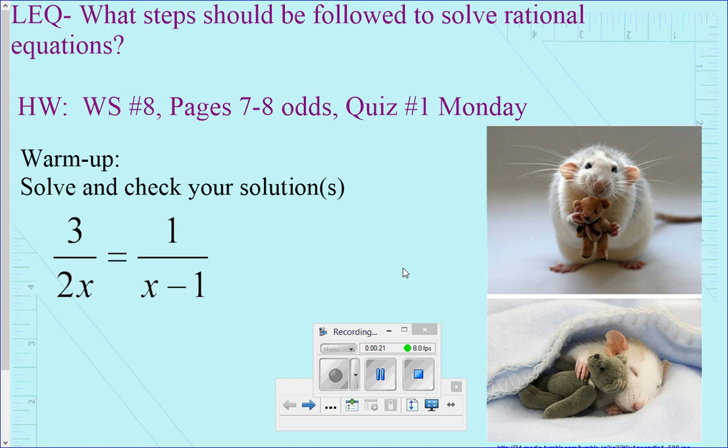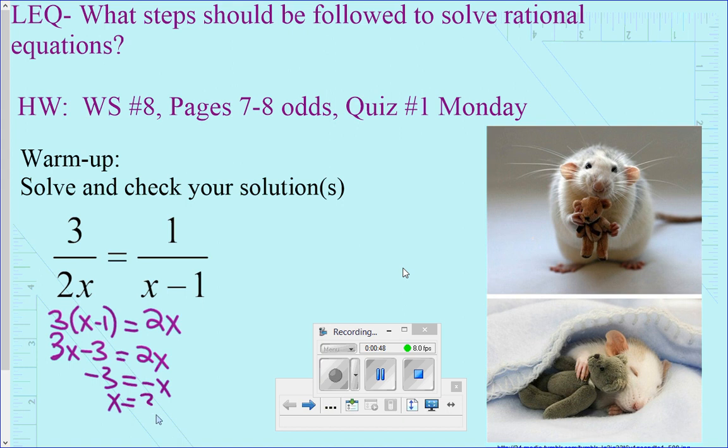So this is a proportion. We know that when we're solving proportions, one fraction equal to another fraction, the best way to solve a proportion is to cross multiply. So if I multiply 3 times the quantity x minus 1, that should equal 2x times 1, which is just 2x. So 3x minus 3 should equal 2x. So negative 3 should equal, subtracting 3x from both sides, negative x, which means x should be equal to 3.